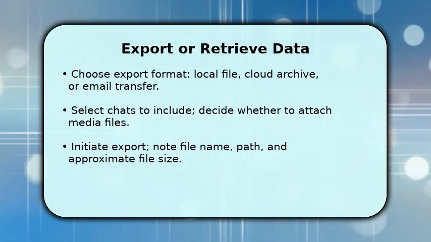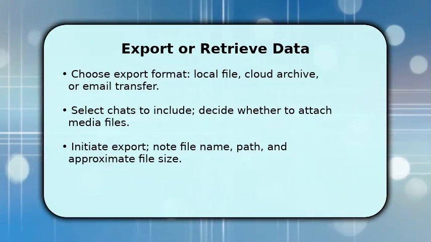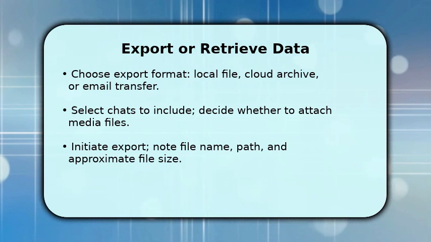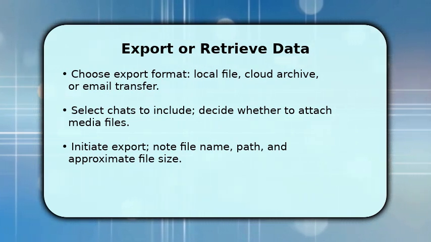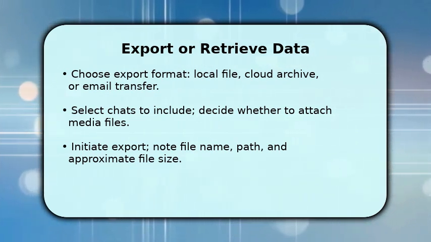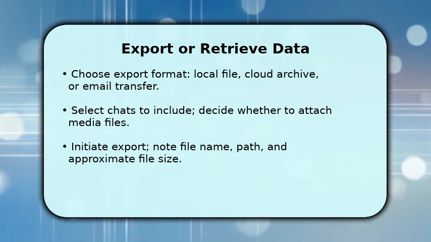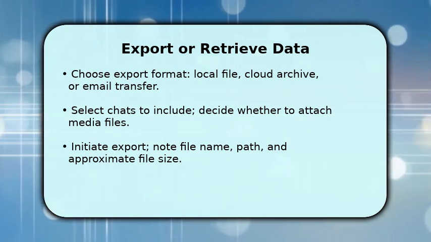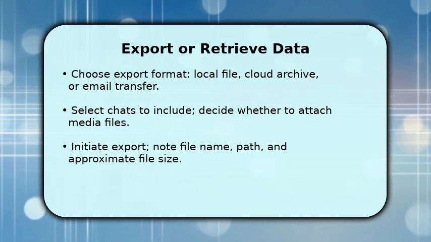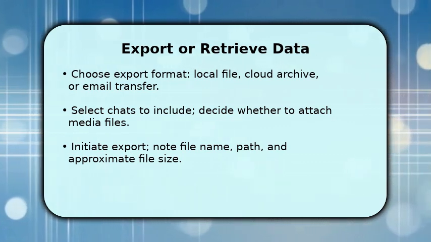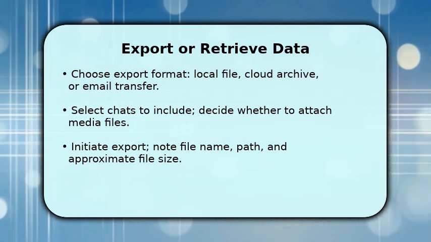You now select which conversations to retrieve and the export method that fits your goal. If you need full message history with images, include media. If you want compact text only, deselect media. Once you pick the destination, cloud drive, local storage, or an email archive, start the export and watch the progress indicator. Larger archives take longer.